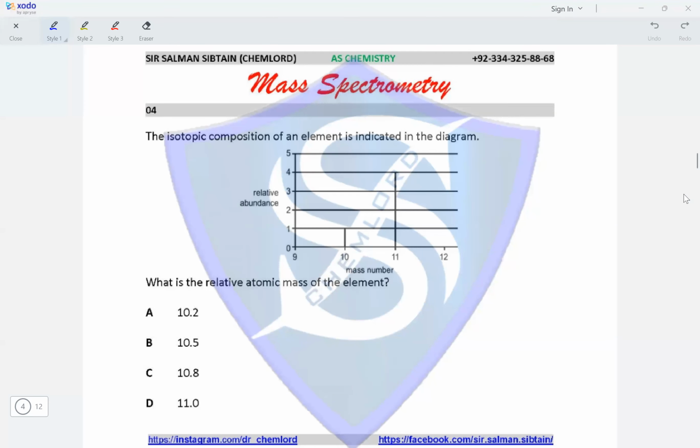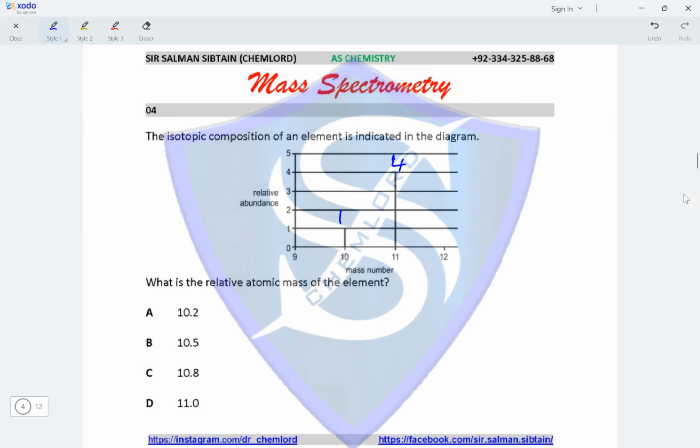Question 4. The isotopic composition of an element is indicated in the diagram. What is the relative atomic mass of the element? This element has an isotope having a mass of 10 and an isotope having a mass of 11. The one with the mass of 10 has a relative abundance of 1, and the one having a mass of 11 has a relative abundance of 4.